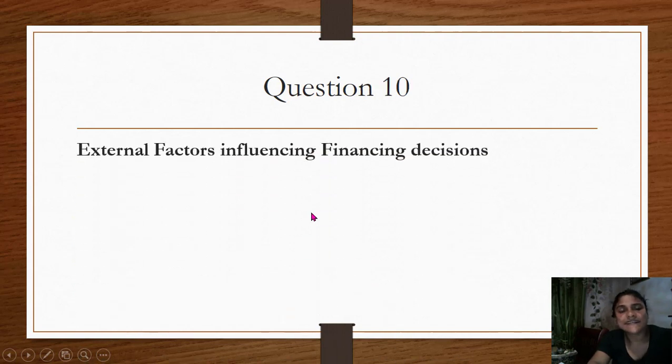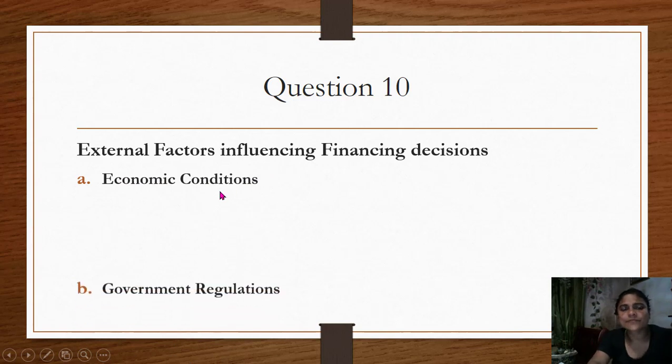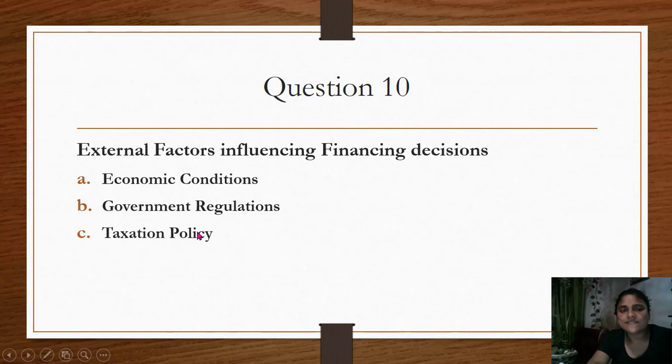Question 10 here, read it very carefully. External factors influencing the financing decisions: economic conditions, government regulations, taxation policy, all the above. Yes, all these three are the external factors. They all influence the financing decision. So the answer for question 10 is all the above.